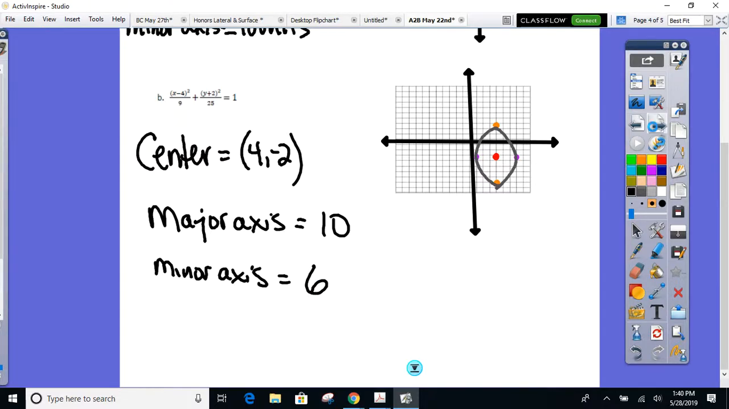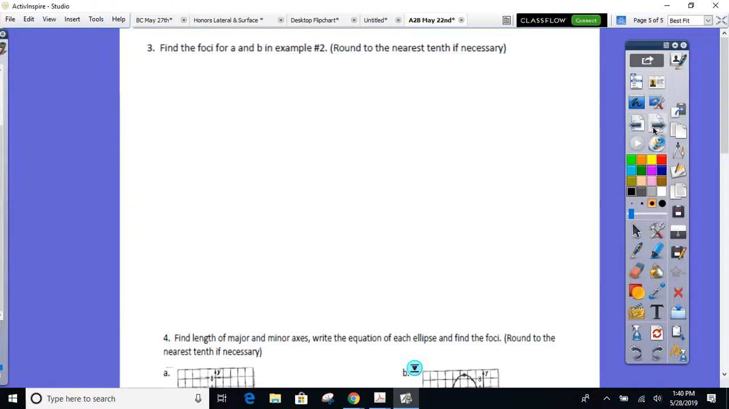Last new vocab term for today. Find the, anybody want to pronounce that? Foci. The kids on the street call it the foci. Okay. All right, the foci.